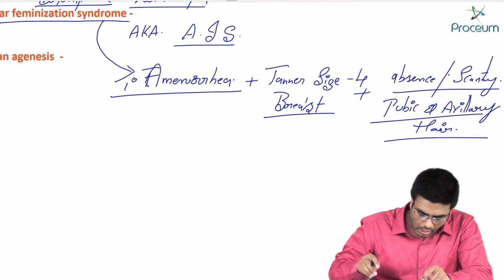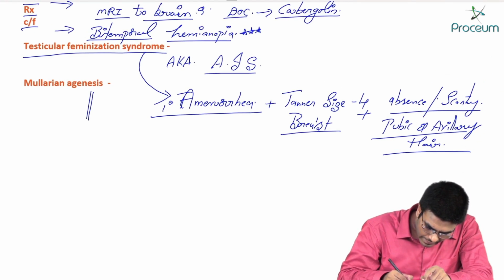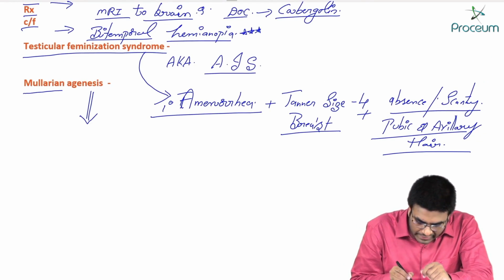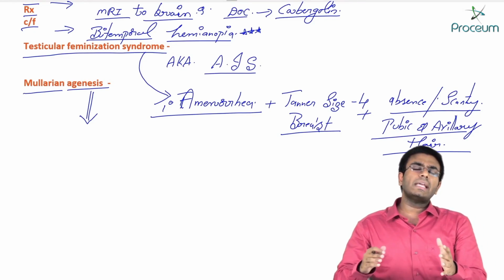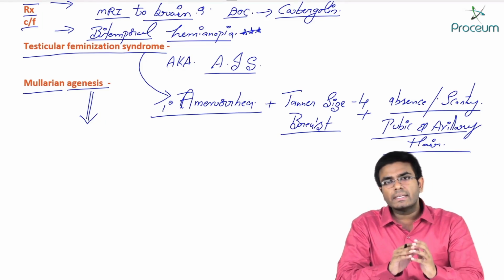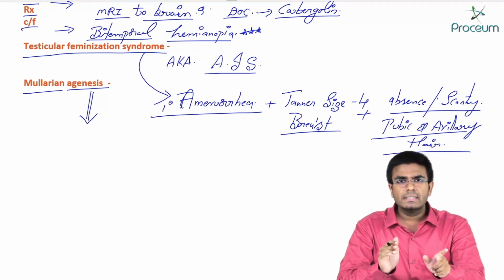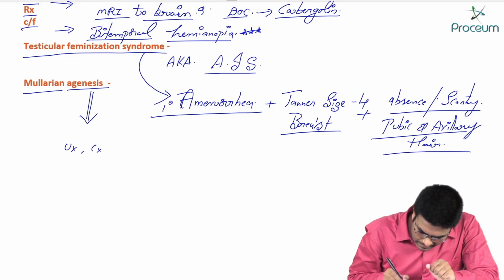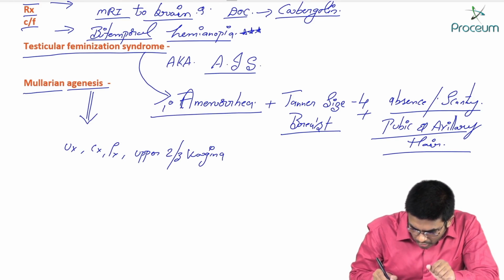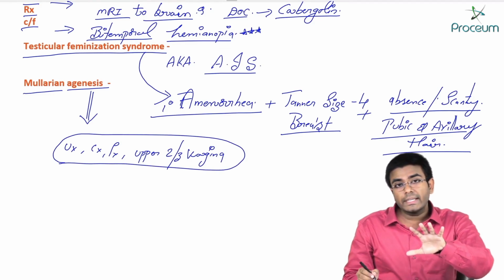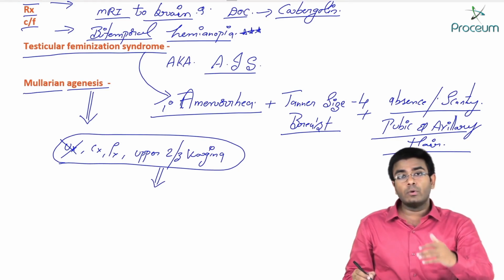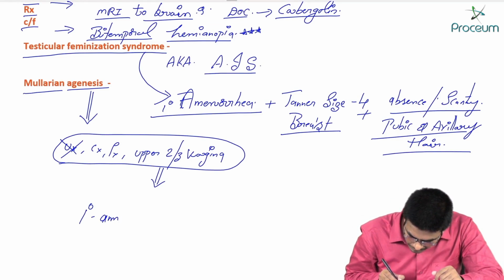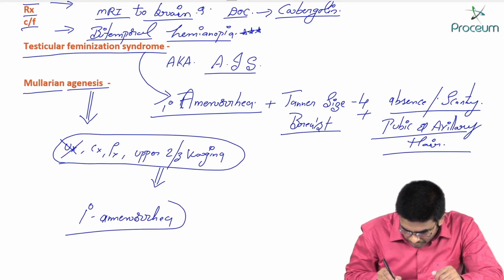Okay guys, now after androgen insensitivity syndrome, let's talk about Mullerian agenesis. The name itself says the Mullerian ducts are in agenesis, not formed. So how is the patient going to present to our clinic? What are the derivatives of the Mullerian ducts? We'll discuss this again, but as of now, the Mullerian ducts form the uterus, cervix, fallopian tubes, and upper two-thirds of the vagina. All these structures are derived from the Mullerian ducts. If the Mullerian ducts are not formed, then there is no uterus, and definitely she cannot menstruate. So a 13 to 14 year old female is going to present to our clinic with a complaint of primary amenorrhea.